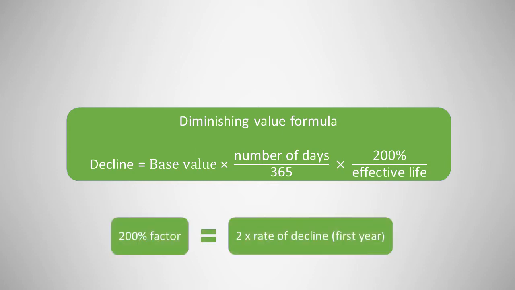The 200% factor means twice the rate of decline in the first year compared with the prime cost method. However, the size of the decline reduces in subsequent years as the balance gets smaller. No more than the cost is recovered over time.